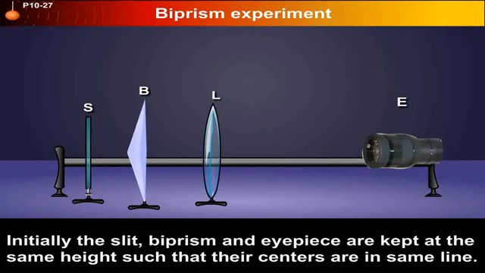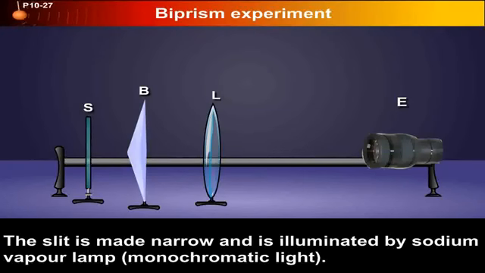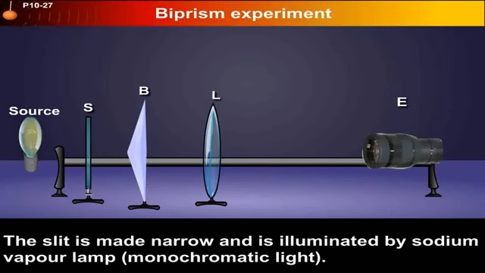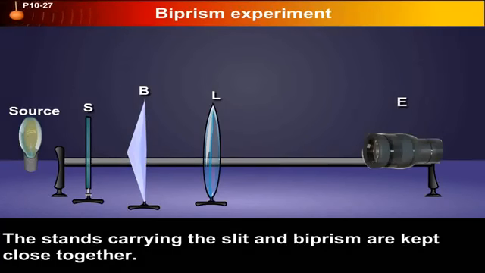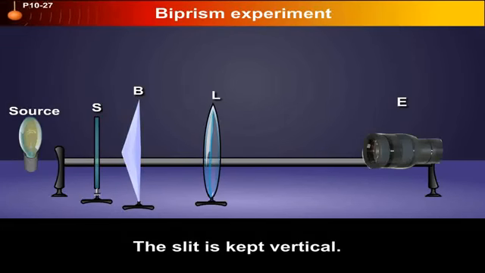Initially, the slit, biprism, and eyepiece are kept at the same height such that their centers are in same line. The slit is made narrow and is illuminated by sodium vapor lamp, that is monochromatic light. The stands carrying the slit and biprism are kept close together. The slit is kept vertical.